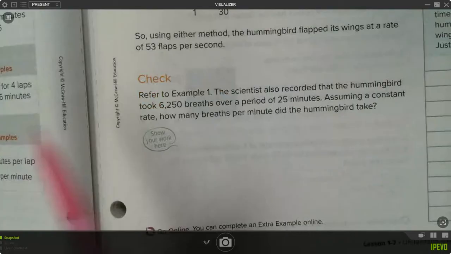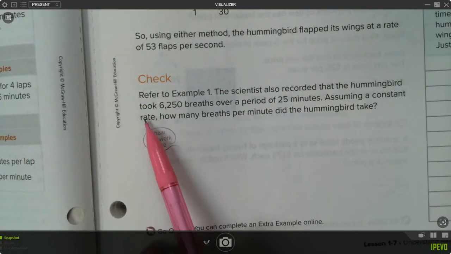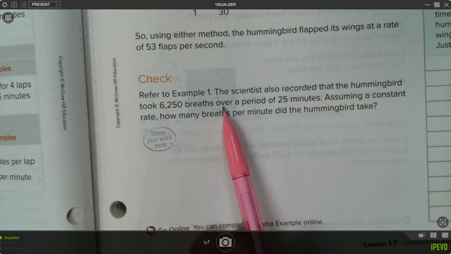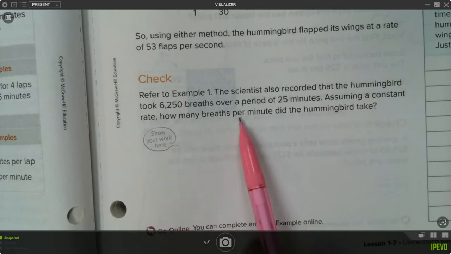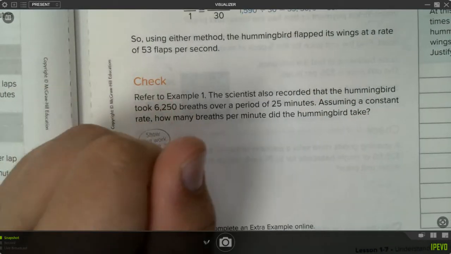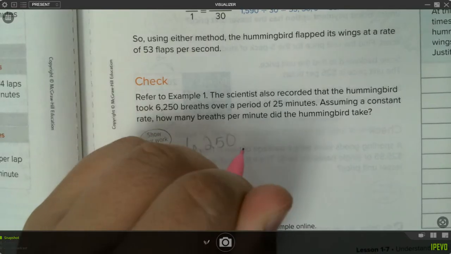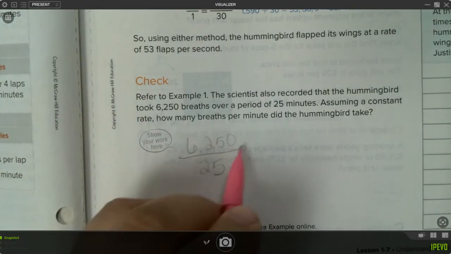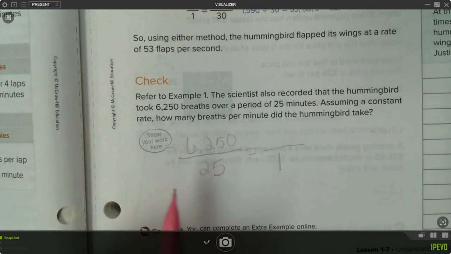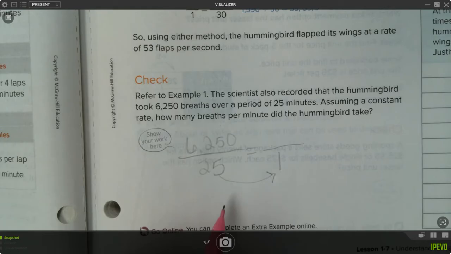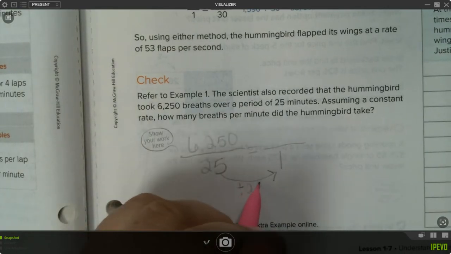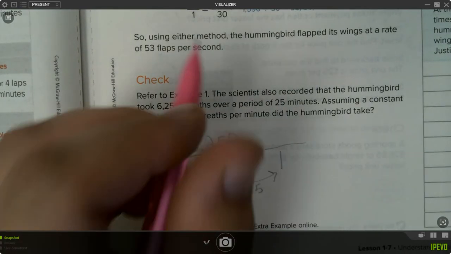So let's take a look at the check. The scientists also recorded that the hummingbird took 6,250 breaths over a period of 25 minutes. Assuming a constant rate, how many breaths per minute did the hummingbird take? So once again, when you do this one, you're going to set it up 6,250 breaths in 25 minutes. We need to get it down to 1. So remember, if we're getting down to 1, we're dividing by 25. If I'm dividing by 25 here, I'm going to divide by 25 up here.